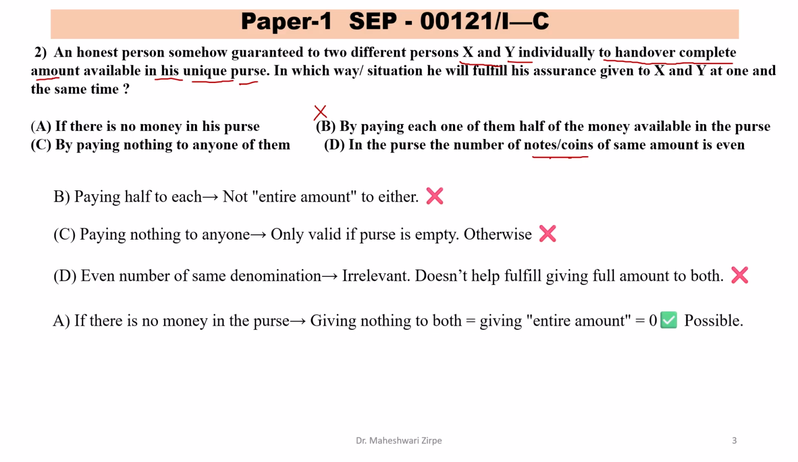So according to the options which we have seen, option A is the correct one, because if there is no money in his purse, even though he is promising that he will give whatever amount, he will hand over the complete amount to the two different people. So this is only possible if he is having no money in the purse. Giving nothing to both, giving the entire amount, that is 0, is only possible. So option A is the correct option here.